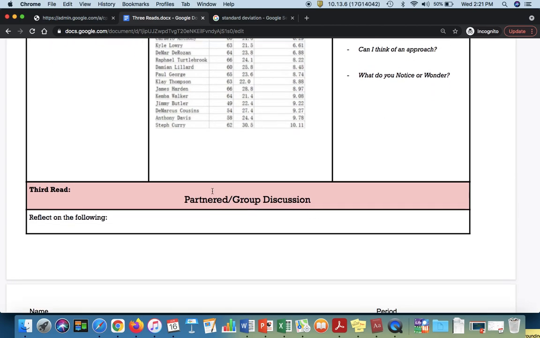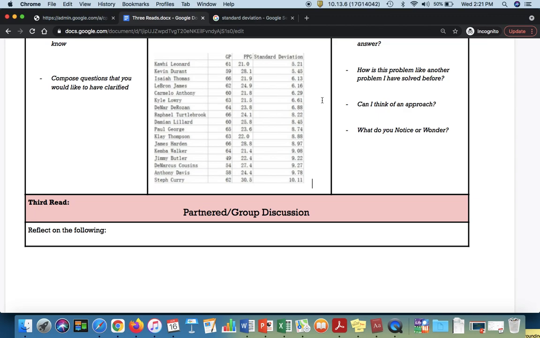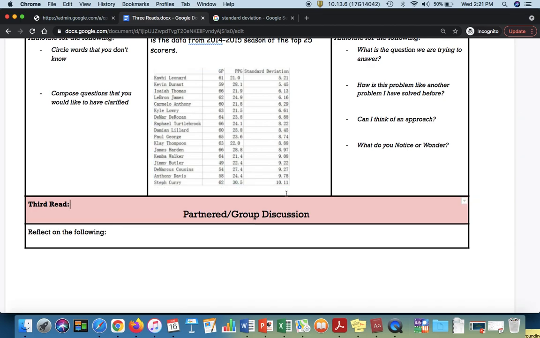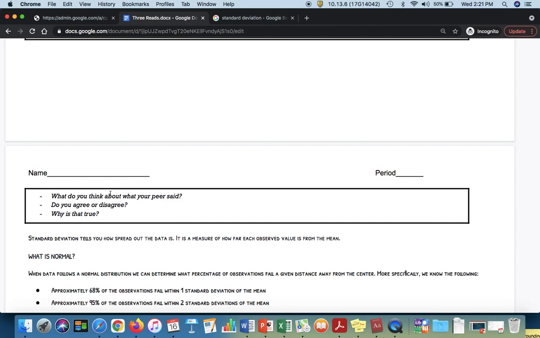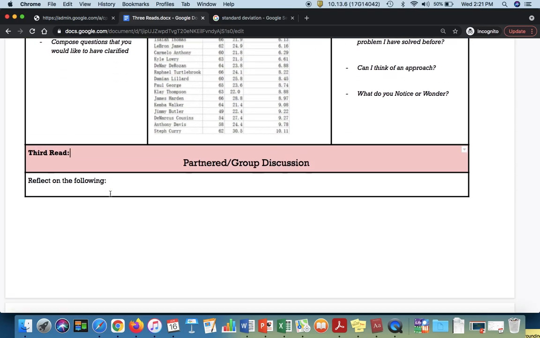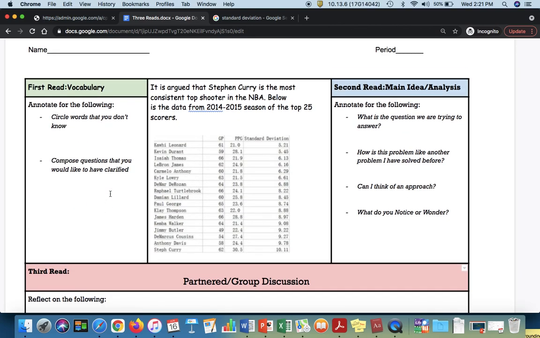And then the third read here, I actually want to make this on one page. So should you want to print this as I share this activity, it will be an easy worksheet to hand out. And I will update this to make it one page. The following questions are in groups: what do you think about what your peer said? As we start sharing what we gathered from our second read, do you agree or disagree, and why is that true?